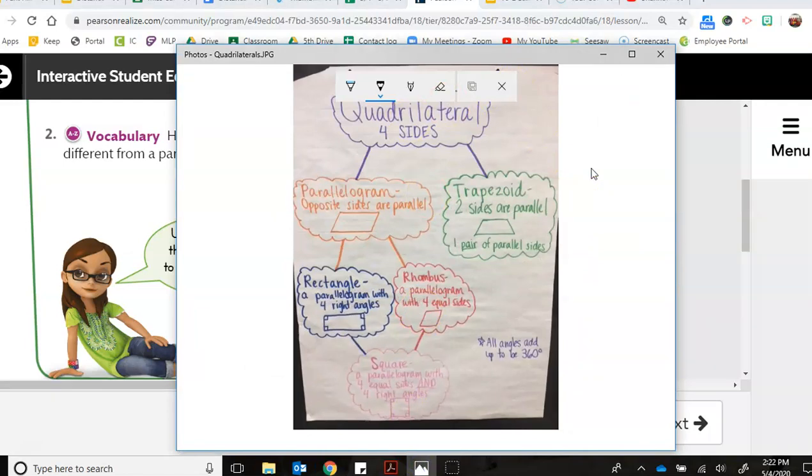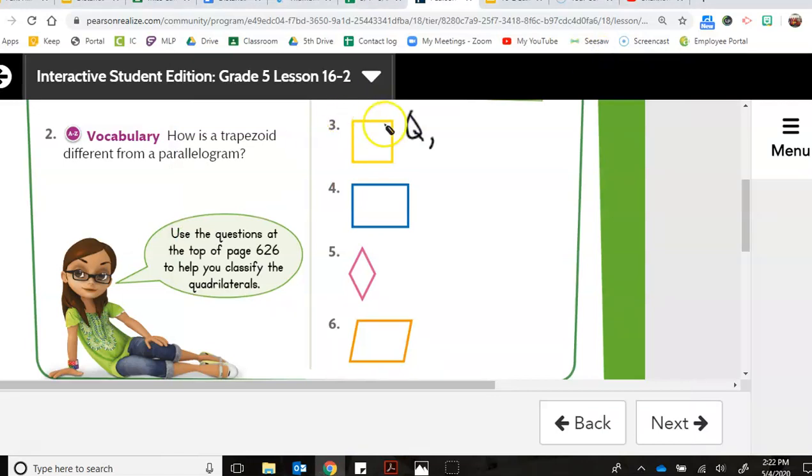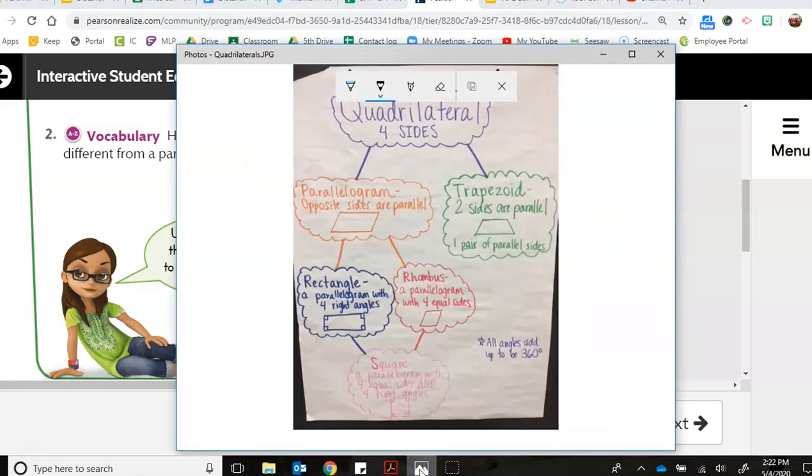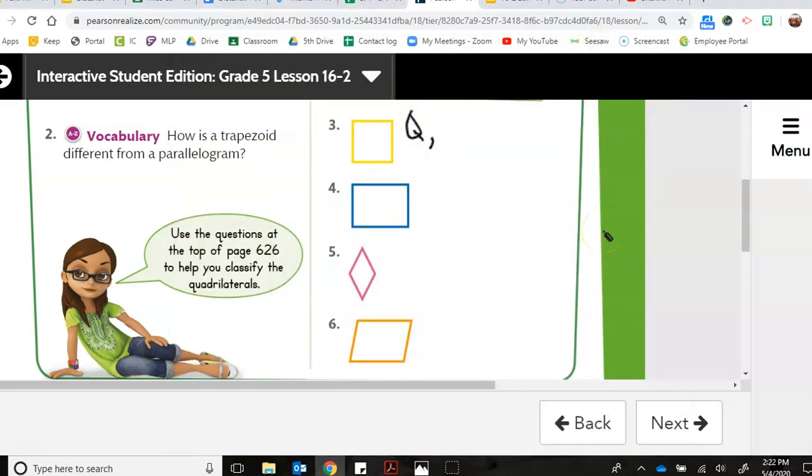Now, when I look at this yellow thing, I think that's a square. But I also have to tell what else it can be. So if I start down here with square, it can also be a rectangle and a rhombus and a parallelogram and a quadrilateral. Parallelogram, opposite sides are parallel. Yes, that's correct in this. So I'll write a P for parallelogram.